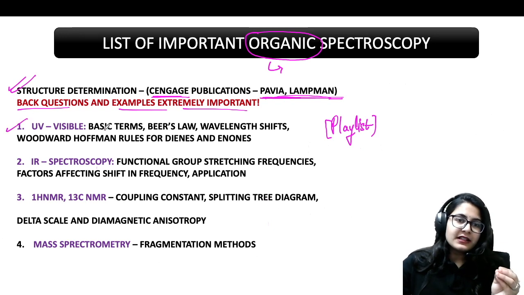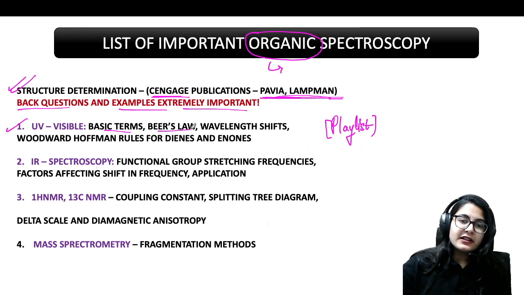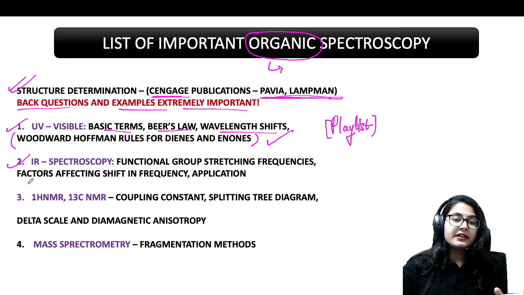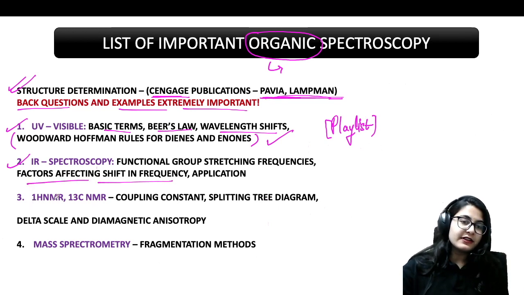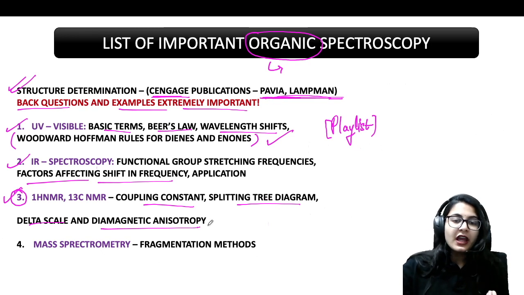UV visible: basic terminology, that is what is auxochrome, chromophore, what are the effects of conjugation, what is the effect of solvent, polar solvent, non-polar solvent, what is Lambert-Beer's law, right? What are the wavelength shifts, and the Woodward-Fieser rules for dienes and enones. All of these are done in the playlist. The IR spectroscopy playlist is also there, very much in detail. All the factors affecting the shift in frequency, everything is given. For proton NMR, C13 NMR, the coupling constant, the splitting tree diagram, delta scale, and diamagnetic anisotropy, all of these factors are really important and they are already provided.